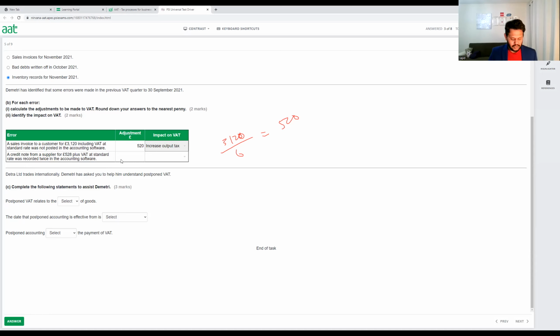So what will happen now? So we need to find 528 times 20%. It's a plus VAT. Plus VAT means VAT is not inside, it is a net figure. So 528 times 20%, that gives me 105.6. So this will be the amount of adjustment, 105.60, and that will increase my input tax.